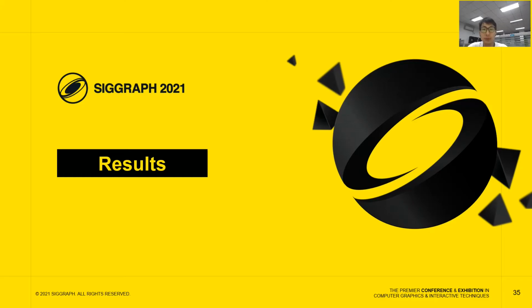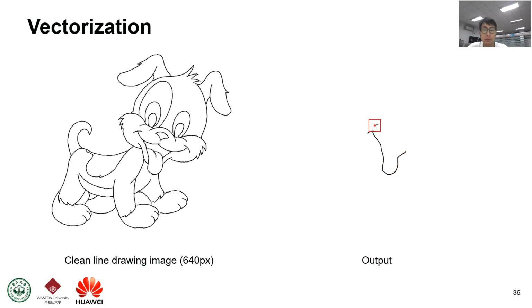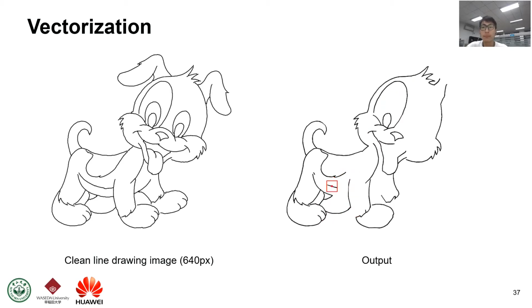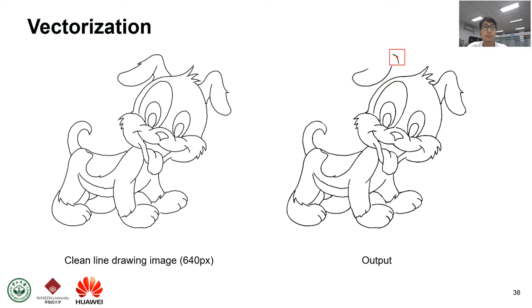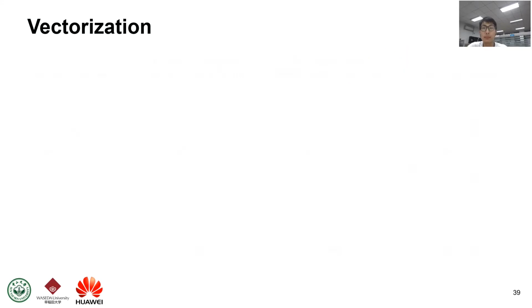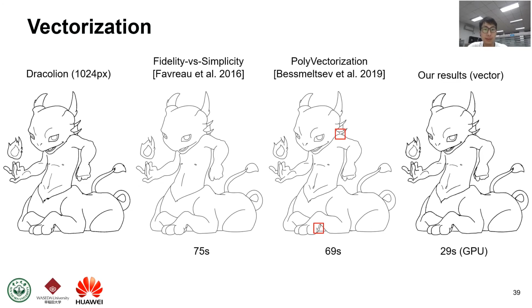Next, I will show the results. Our framework works on vectorization task. We compare with two representative vectorization methods. One is fidelity versus simplicity from SIGGRAPH 2016, and the other is polyvectorization from SIGGRAPH 2019. We can see that fidelity versus simplicity fails to draw isolated strokes. Polyvectorization misses small strokes around complex junctions.